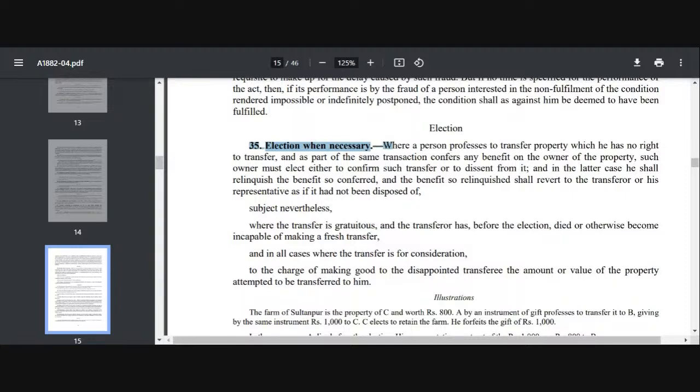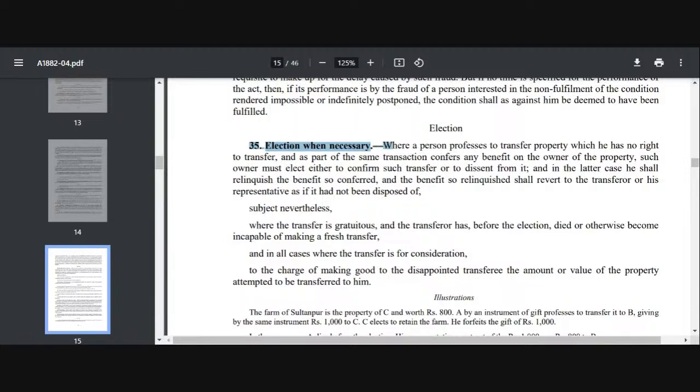So you have to do one of the two: either keep the benefit or keep the property. The mode of election can be implied also. How is it implied? If the owner is enjoying the benefit, you have started enjoying the benefit, and you have not refused it, nor denied the transaction, then it will be implied that you have elected for the benefit. So this is one thing.